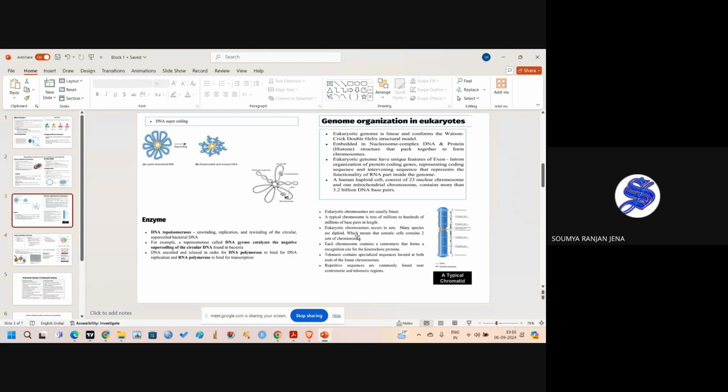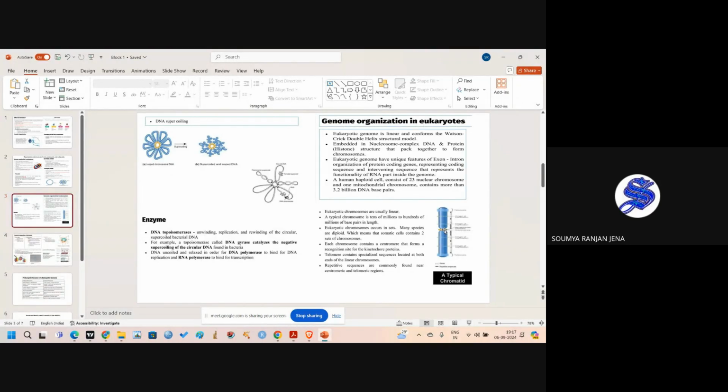Many species are diploid, which means the somatic cell contains two sets of chromosomes, and each chromosome contains a centromere. This yellow part is called the centromere, which forms a recognition site for the kinetochore complex. This is the recognition site for kinetochore complex formation.